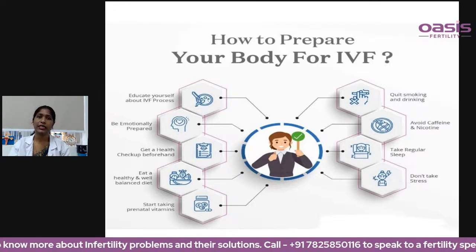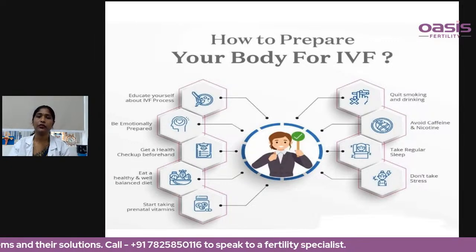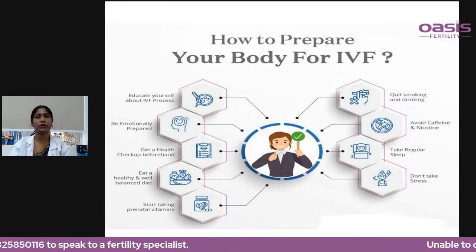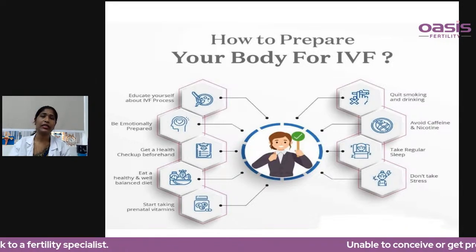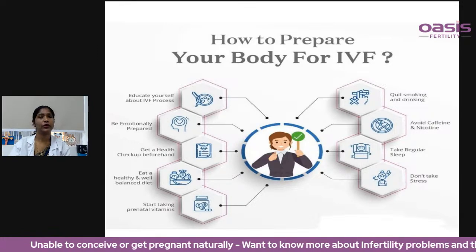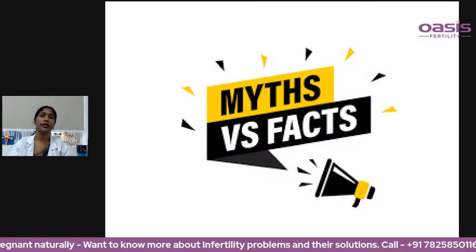You get your health checkups done beforehand. You eat a healthy and well balanced diet. You take your vitamins, supplements, and antioxidants as advised by your fertility specialist. You quit smoking and drinking. You avoid caffeine, or at least limit the quantity of caffeine and nicotine. And you take regular sleep, and you don't stress yourself. For that, you can even practice some deep breathing exercises or yoga in your life.